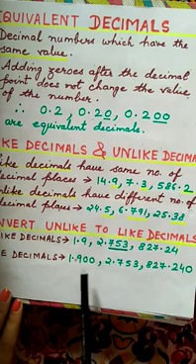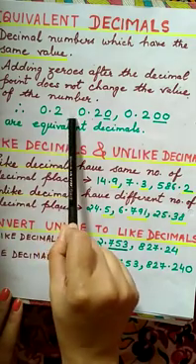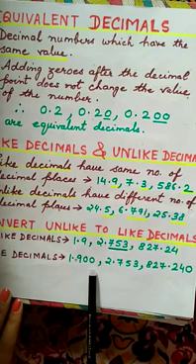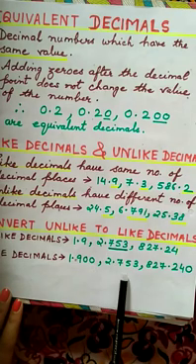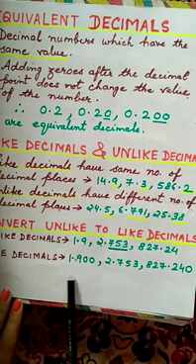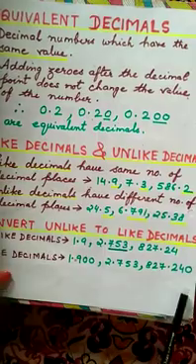How do we make it 3? By adding 0. As we know, adding 0 does not change the value of the number. So here we add 2 zeros and make it 3 decimal places. This remains the same, and here we add 1 zero to make it 3 decimal places. Now it has become like decimals. I hope it is clear.